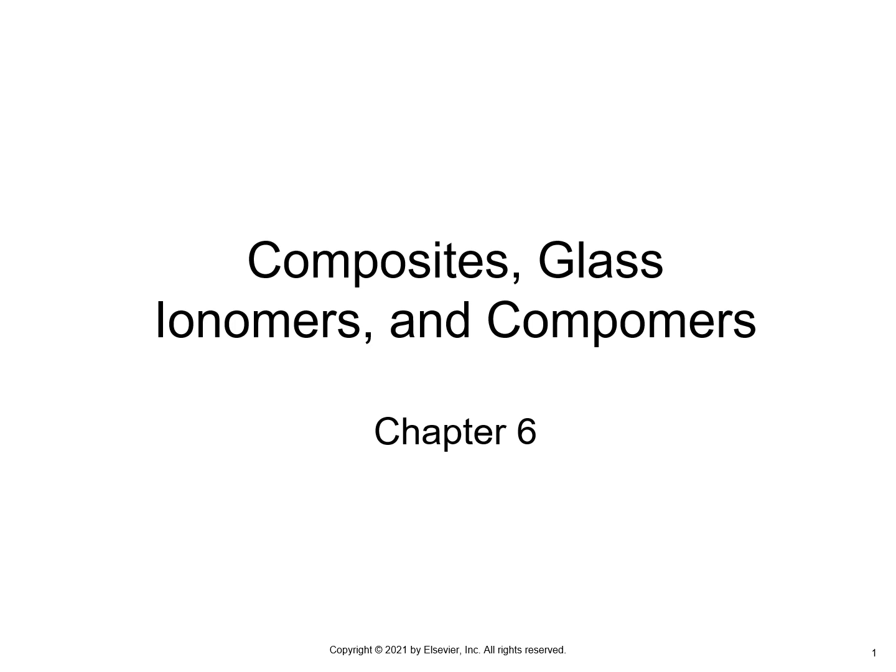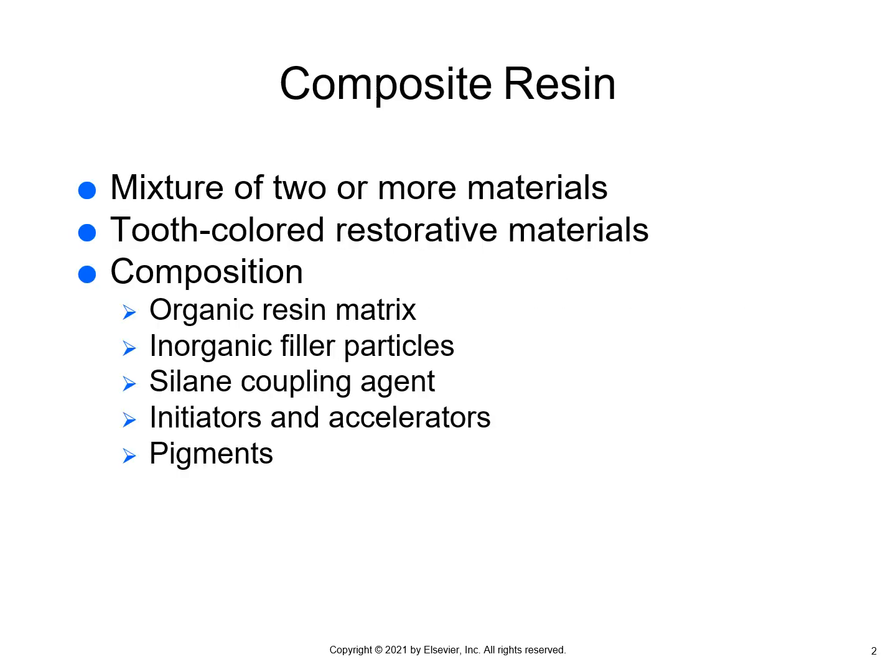Chapter 6 is Composites, Glass Ionomers, and Compomers. What is a composite resin? Composite is a mixture of two or more materials.